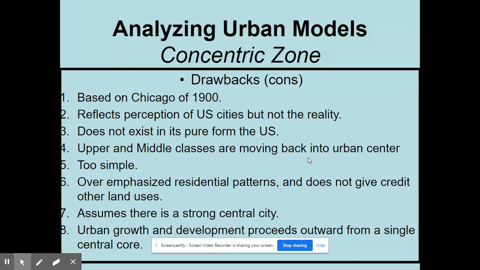What is a drawback? This is definitely based on Chicago, and this is not necessarily representing what's called gentrification, as upper and middle classes move back towards the urban center, which right now is really popular to live in, like in downtown Denver. It doesn't represent that it's now the esteemed place to be, the hip place to be, and it's driving up property value.